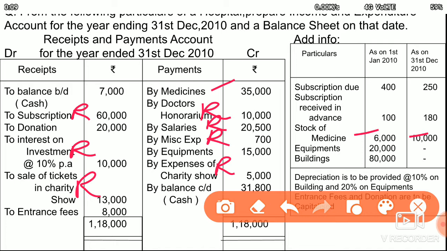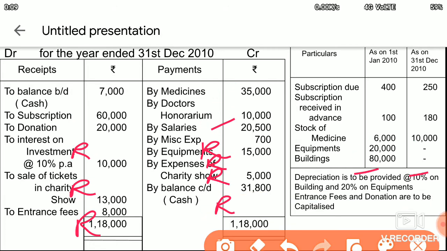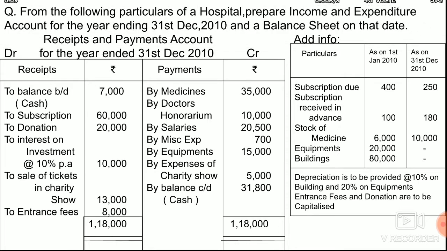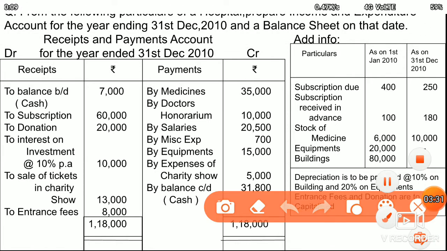And besides that, we also have to see the adjustments while taking the items in the income and expenditure account. So let me start from the income side first. For that I have to see the receipts side. So I will start with subscription first.